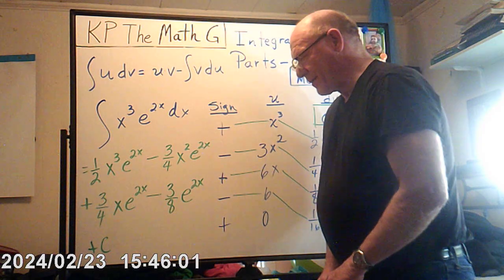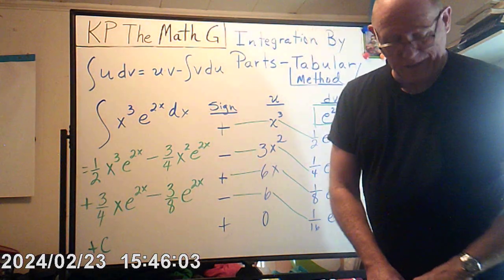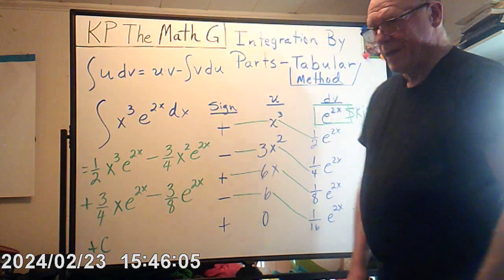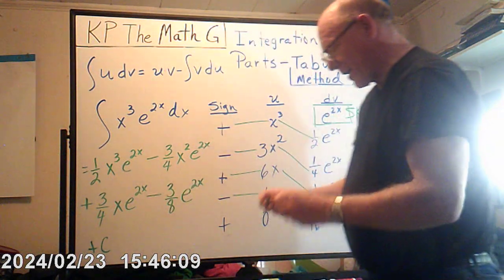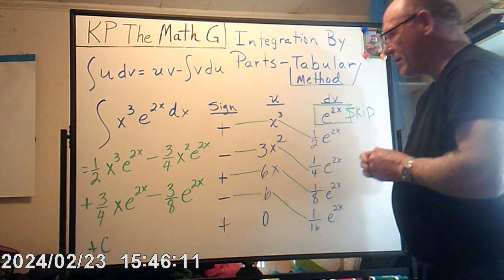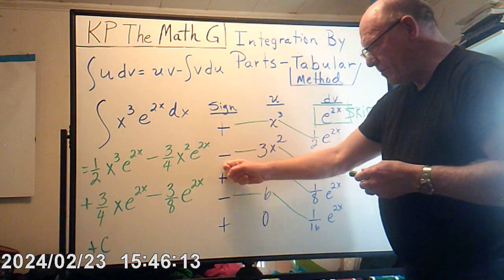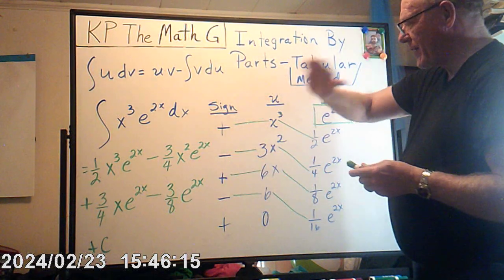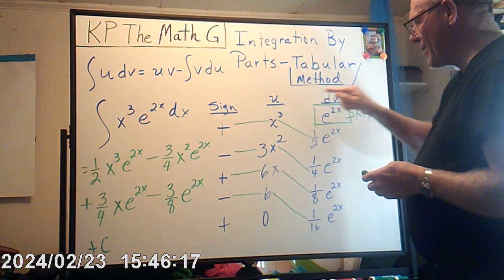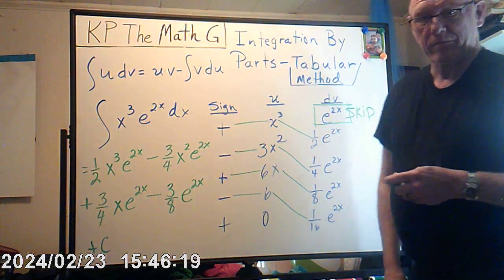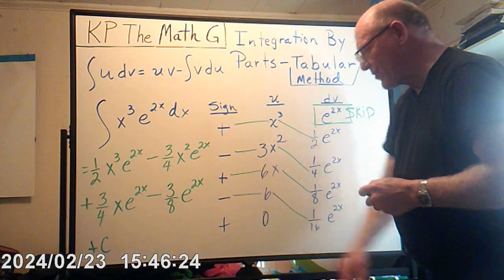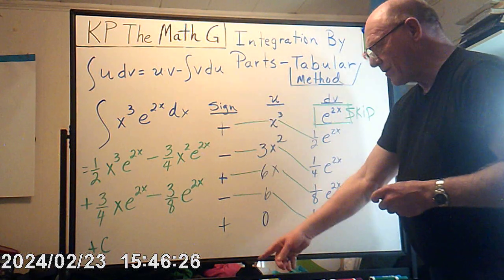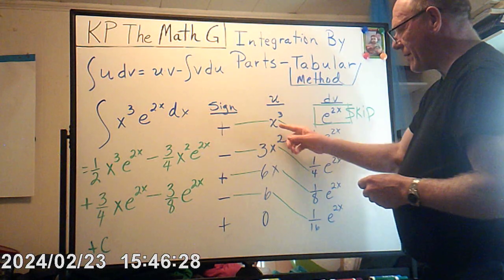Okay. Now, keep in mind that we integrated by the tabular method. Let's go back over it again. Always start with plus, minus, plus, minus. Alright, the three categories: sign, u, dv. Okay? Plus, minus, plus, minus, plus. You don't know how many you're going to have until you start doing this.